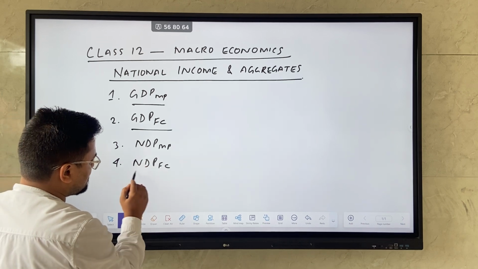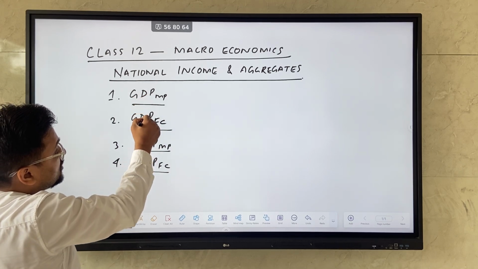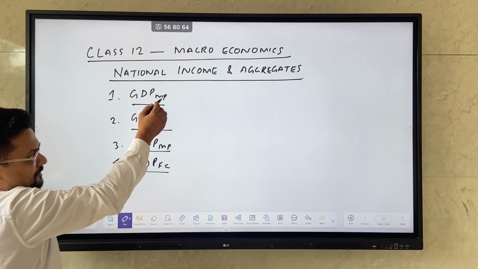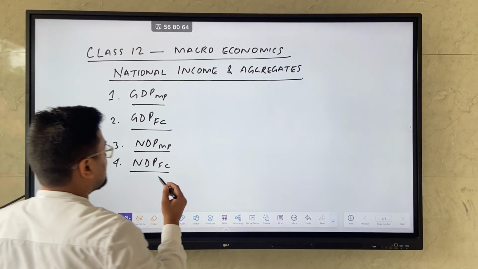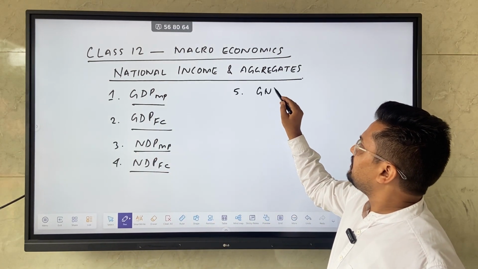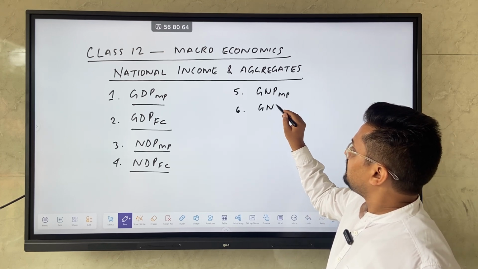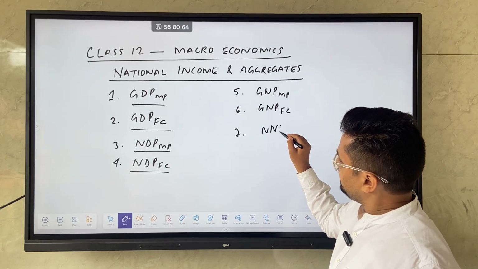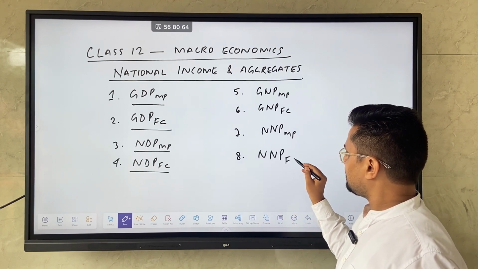NDP at factor cost. So these are categorized in one column because all these are domestic incomes, right? Gross domestic. D stands for domestic, and MP stands for market price, FC denotes factor cost, right? Now the next we have the fifth one, that is GNP at market price. Sixth, GNP at factor cost. 7, NNP at market price, and 8 is NNP at factor cost.